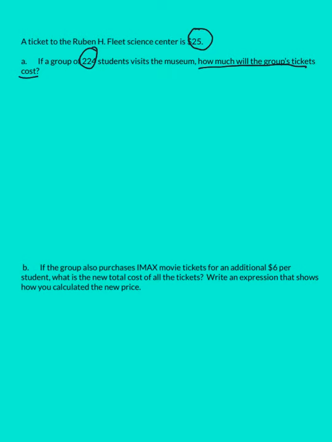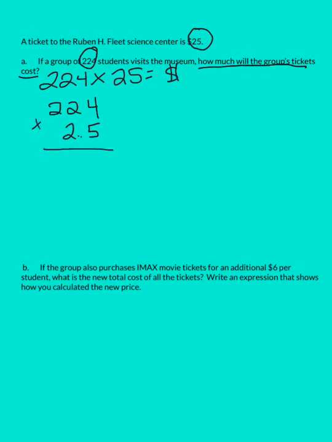Okay, so pretty basic first step in letter A. We're taking 224 and we're going to multiply that by 25. And that will give us the amount in dollars. So you can choose to do the standard algorithm, or you could choose to do the area model. I'm going to start today with the standard algorithm. All right, so we have 224 students, and each student costs $25. I'm going to switch colors.